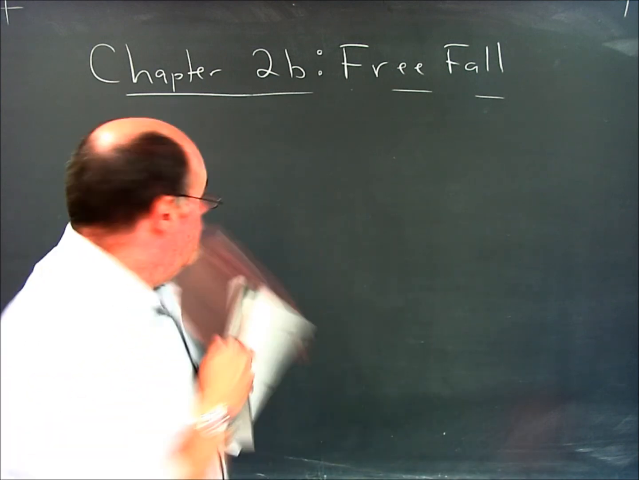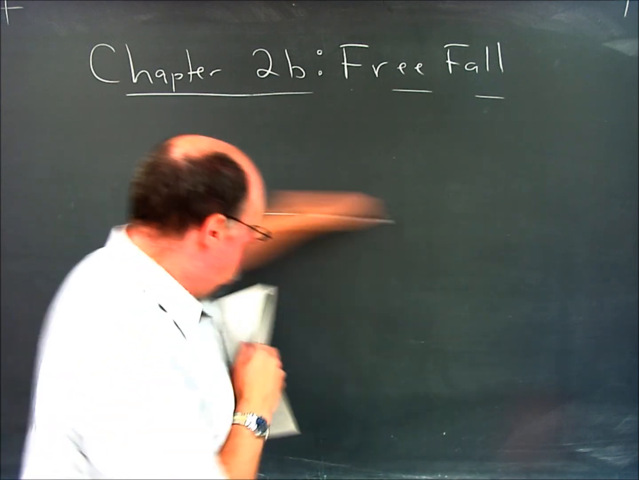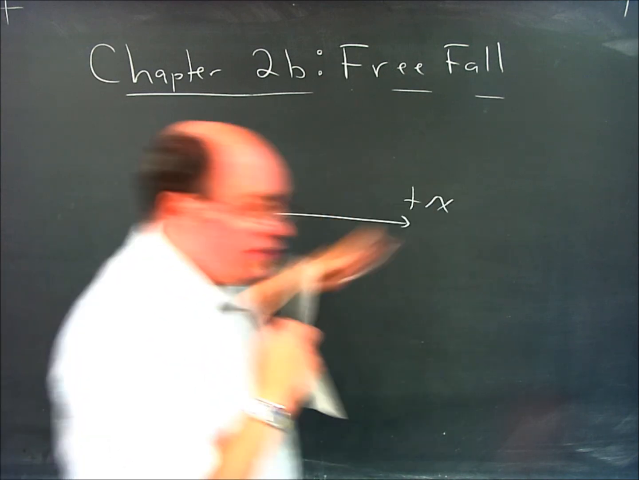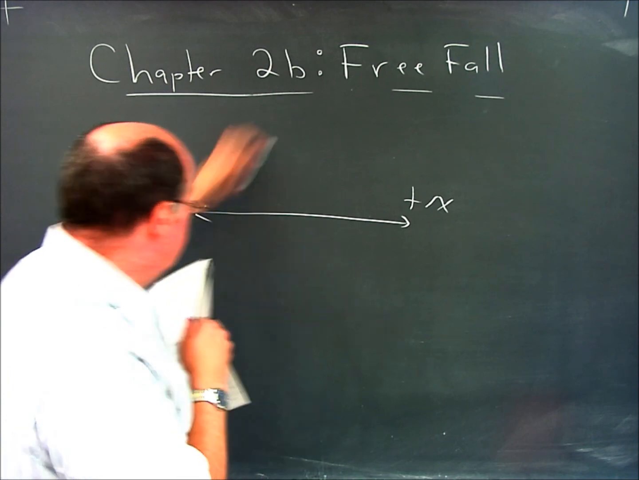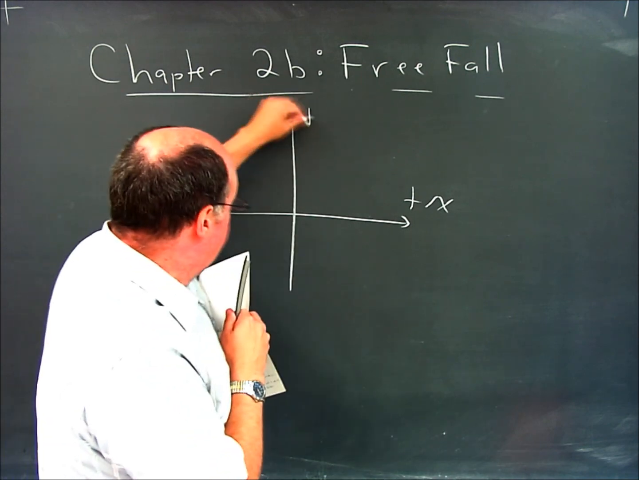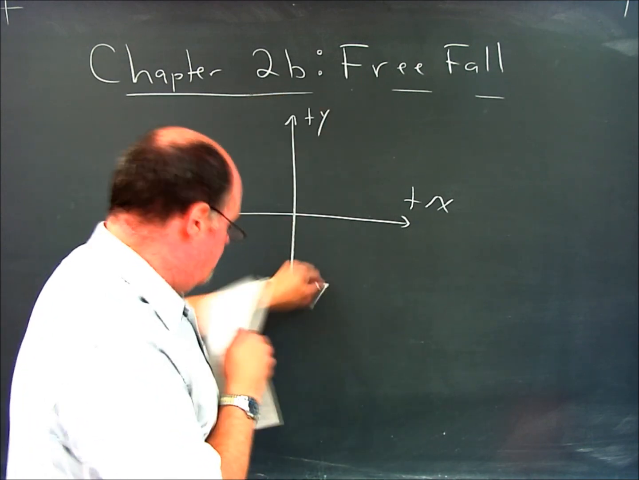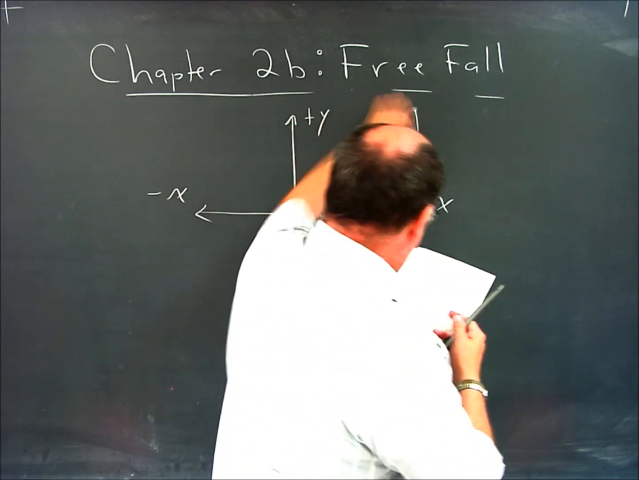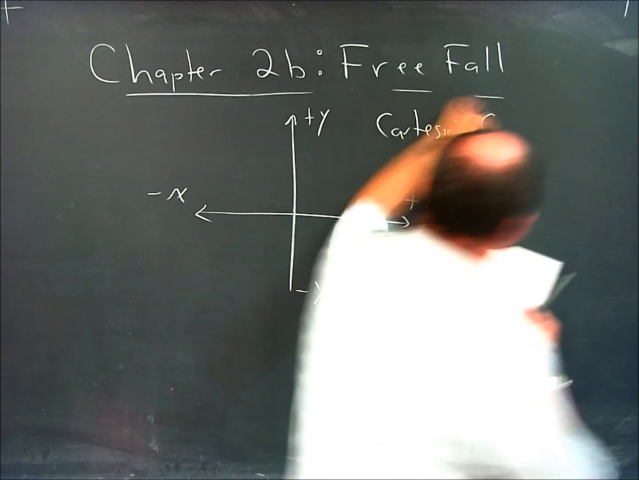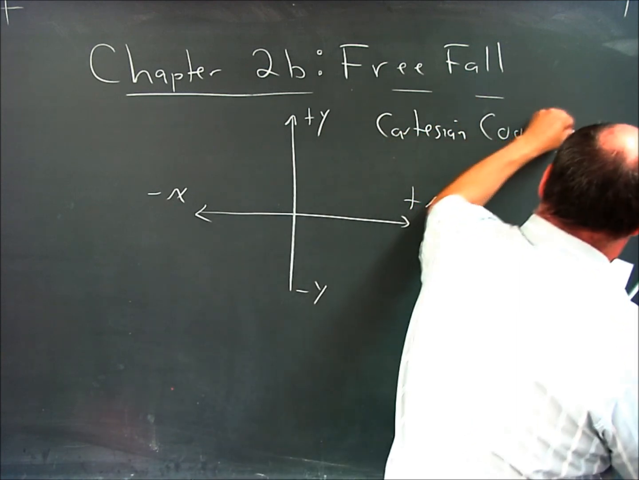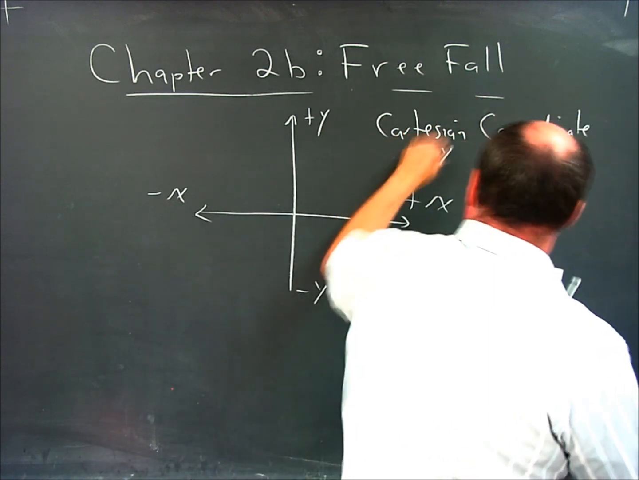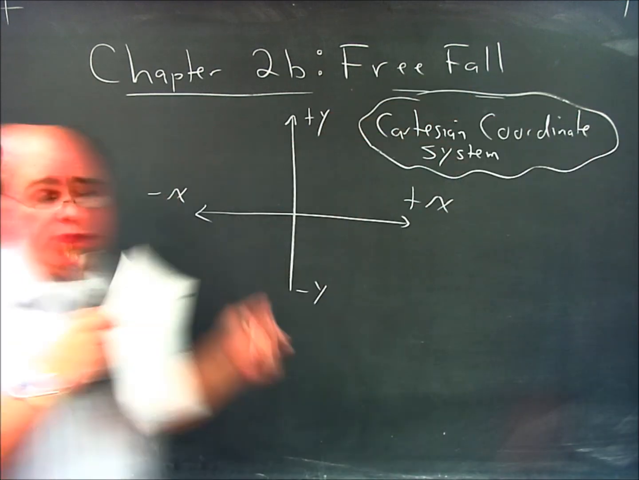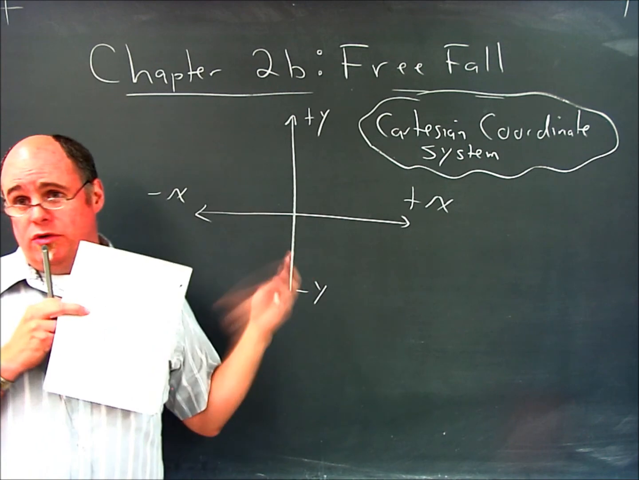So last bunch of sections we did, we talked about going to the right as the positive x direction and going to the left as the negative x. Now we're going to be talking about this. Going up is the positive y and going down is the negative y. And we call this the Cartesian coordinate system. So the Cartesian coordinate system is basically the x and the y axis that you would use in almost any math class.